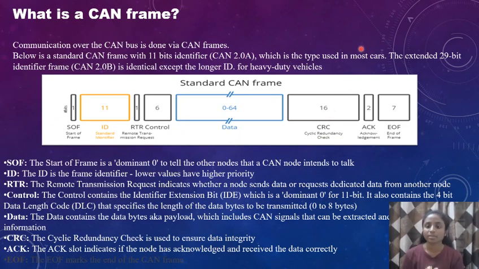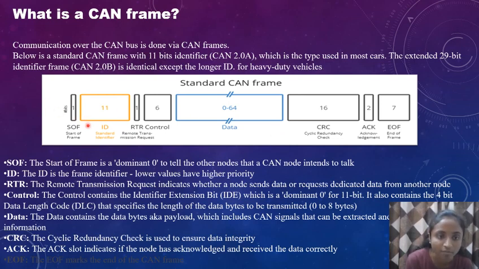In this slide, we'll be seeing what is CAN frame. Communication over the CAN bus is done via CAN frames. Below is the standard CAN frame with 11-bit identifiers, that is CAN 2.0A, which is the type used in most cars. The extended 29-bit identifier frame, that is CAN 2.0B, is identical except the longer ID, for heavy-duty vehicles.